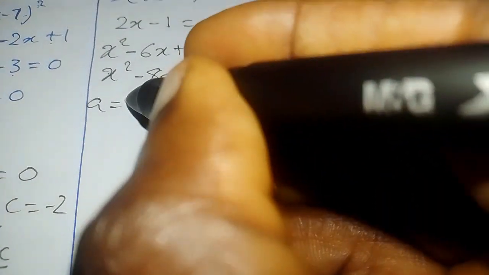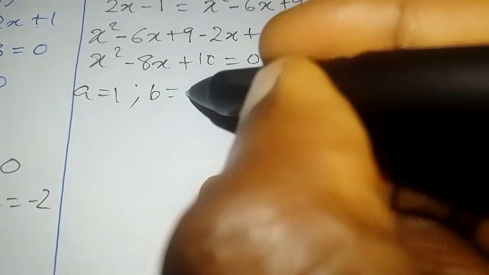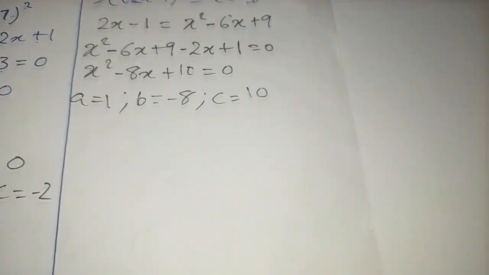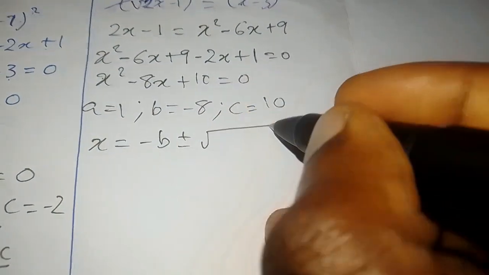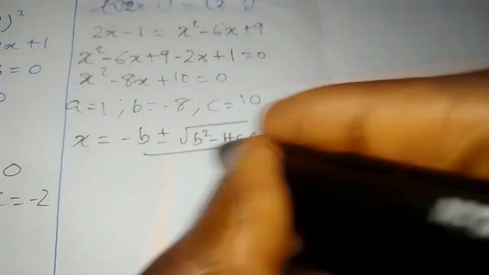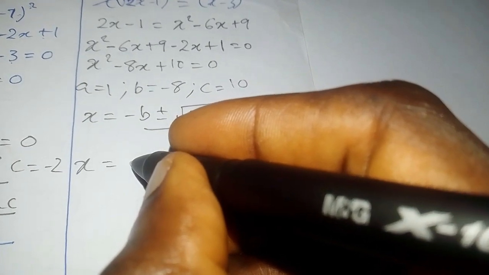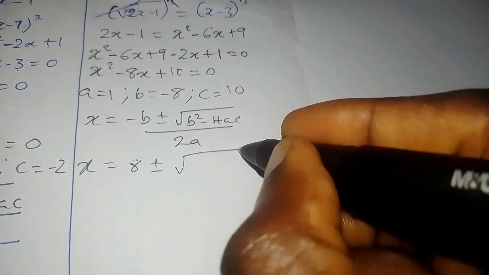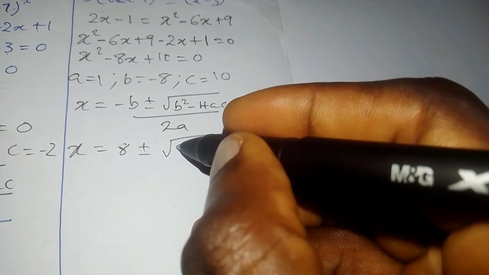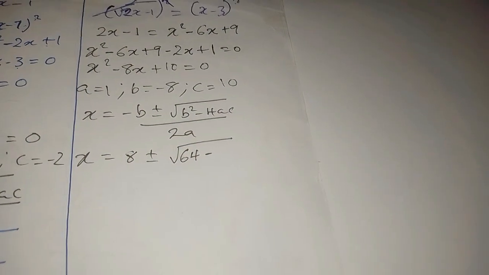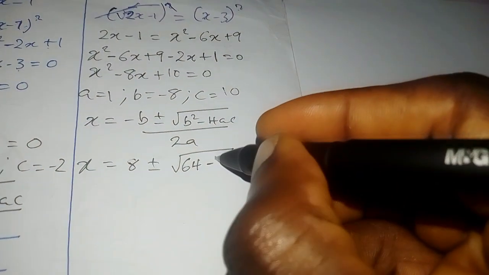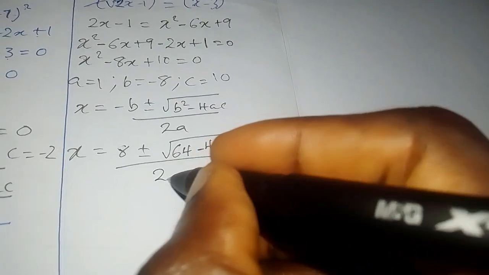So I can say from here, a equals the coefficient of x squared, which is what? 1. The coefficient of x is b, so b is minus 8 and c is 10. So recalling the quadratic formula that says x is equal to minus b plus or minus the square root of b squared minus 4ac divided by 2a. So you can say x is equal to minus b, that's minus 8, minus 8 is plus 8, plus or minus the square root of minus 8 squared, minus times minus is plus, 8 times this is 64, minus 4 times 1, 4 times 10, 40, divided by 2 into bracket 1.